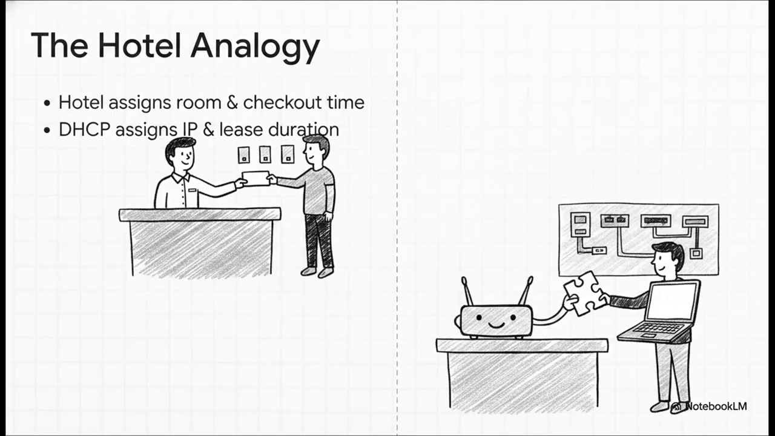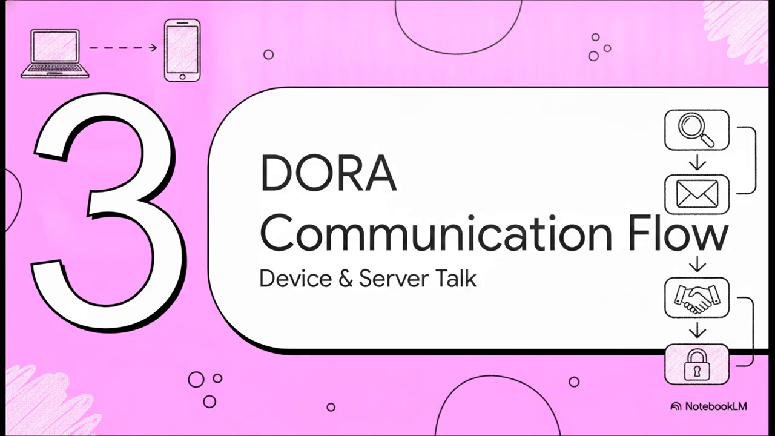And this brilliantly illustrates the concept. Think of it just like checking into a hotel. When you walk up to the hotel receptionist, they hand you a room number, the Wi-Fi password, an access card, and tell you your checkout time, right? You didn't manually pick any of those resources. The system just allocated them based on what was available. Well, a DHCP server does the exact same thing for your phone or laptop. The second you connect, it automatically hands you your IP address, your subnet mask, your default gateway, and your lease duration.